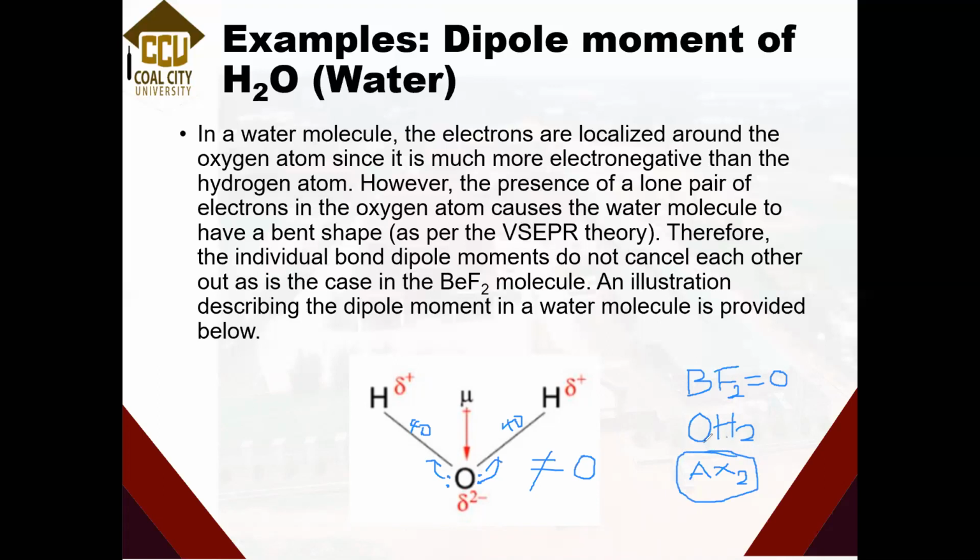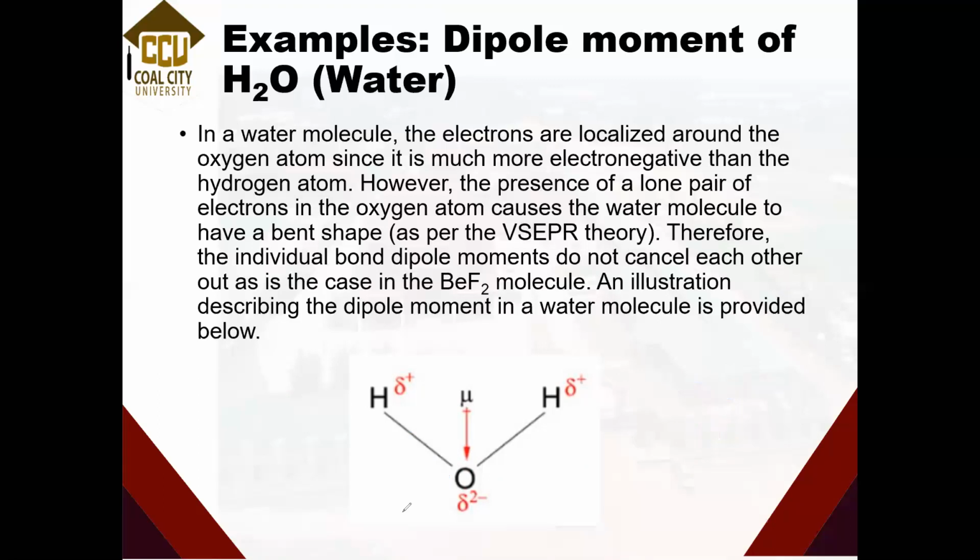water is not linear. Water is not linear because of the presence of lone pairs. Because the shape of water is bent, the dipole moments will not cancel each other out. You can see that clearly explained in the slide above. So in water, they will not cancel each other out, unlike what we can see in beryllium difluoride.